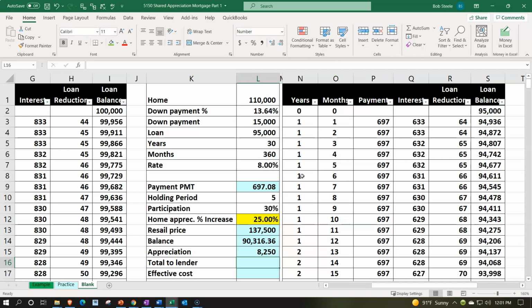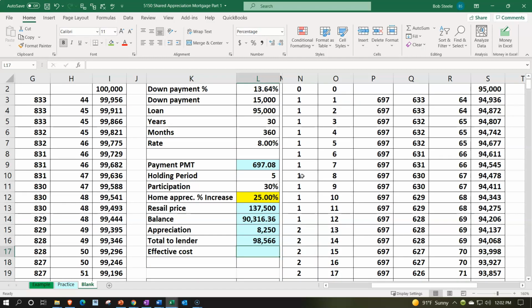So now we got to pay the loan off. So the total lender that we got to pay off equals the sum of the amount that we'd have to pay off at the end of the 5 years due to the loan amount and the appreciation that we agreed to give to the bank. We have to pay off the 98,566. So there we have that.